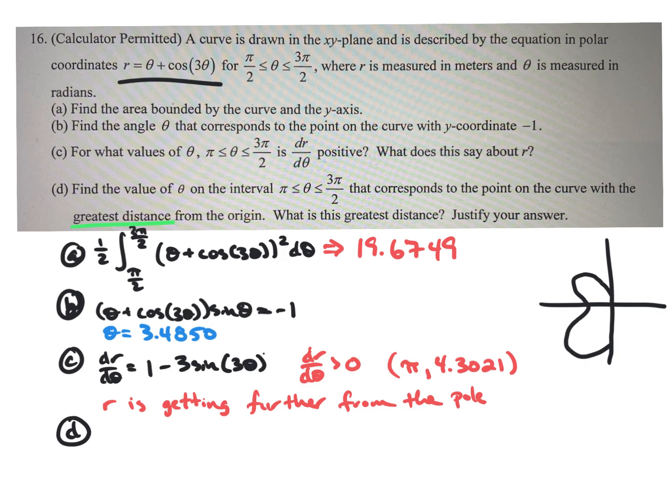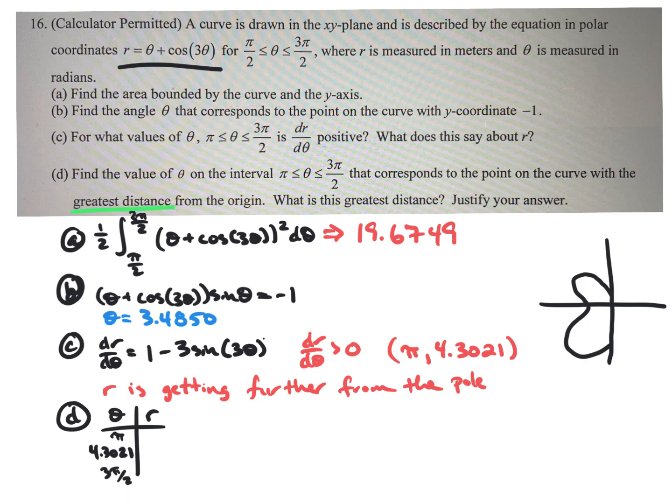Goes from positive to negative. Your endpoints. I need you to show that you tested your endpoints. So the way that I want you to do it is I want you to set up a little chart. Okay? And so what 2 are we going to test for sure? Pi and what? 3 pi over 2. And then the other one, we kind of just did it. We're going to test what? 4.3021. And so now I'm going to take those and substitute those back in for r.